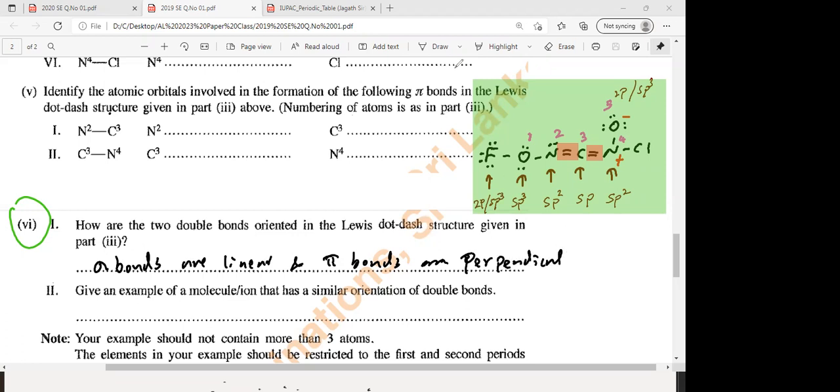Please raise your hand, those who have written this answer before I explain. How many of you wrote this answer before I explain? Please raise your hand. None of you. Right.